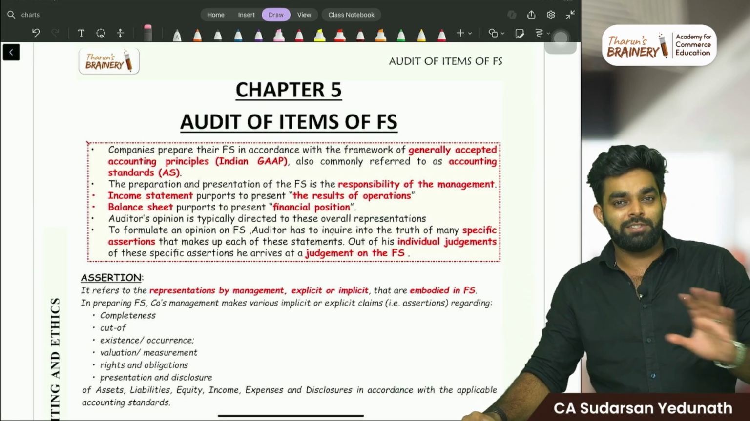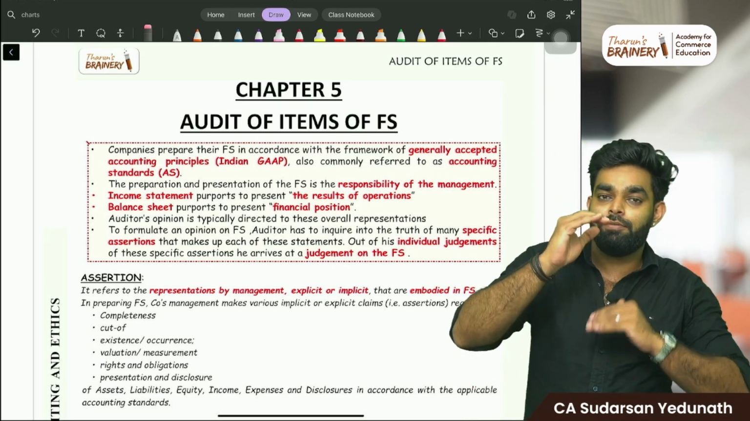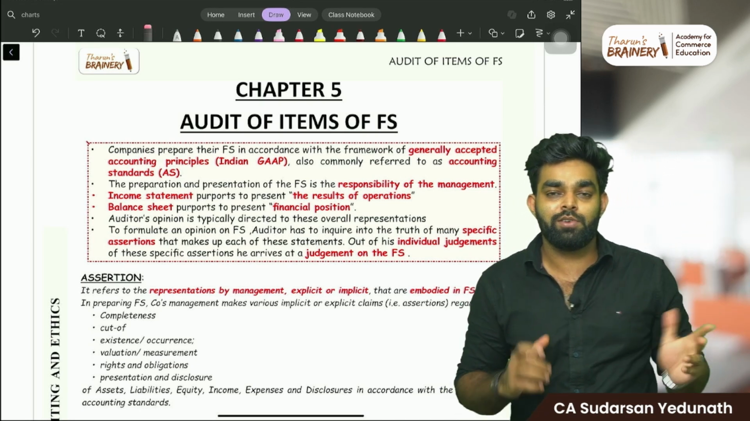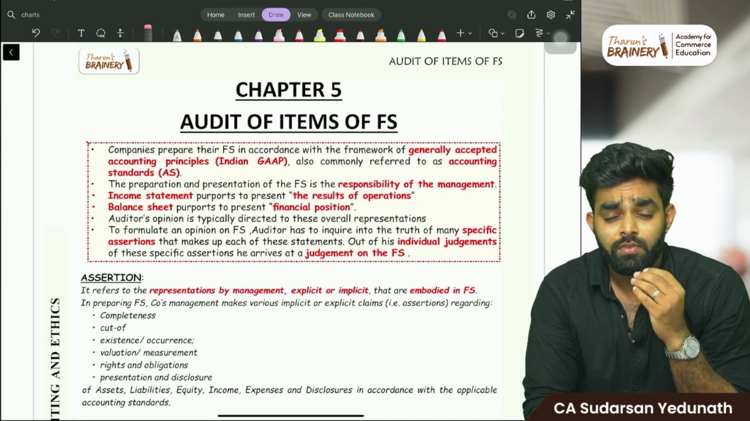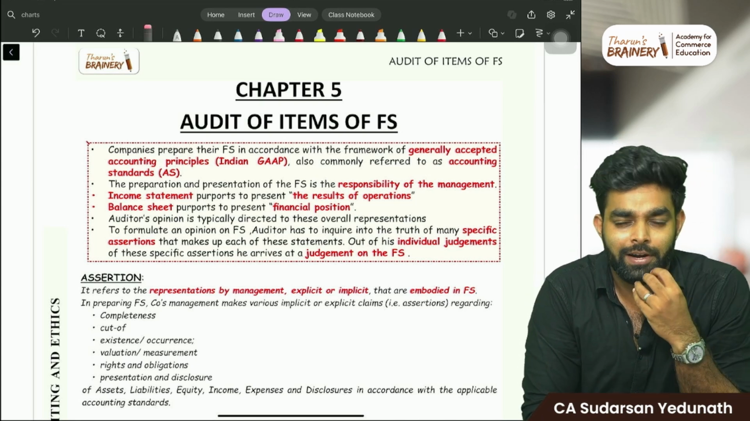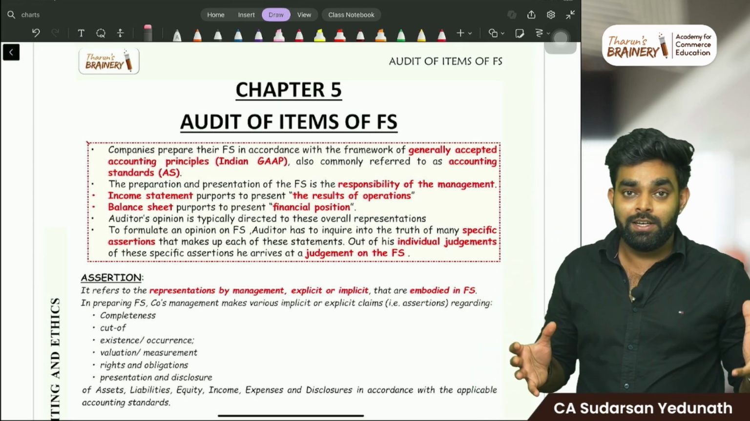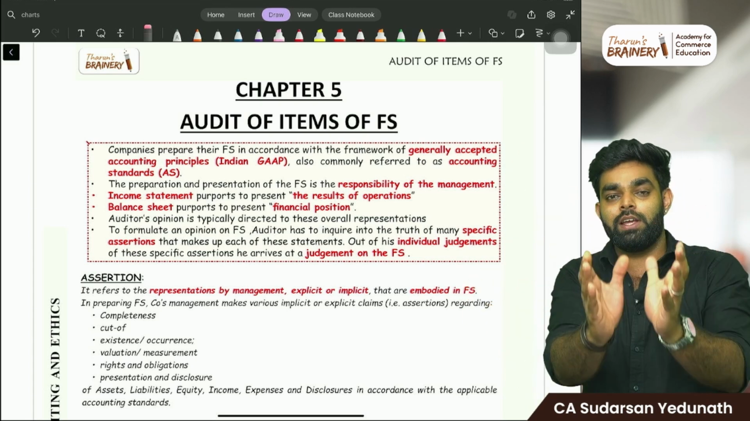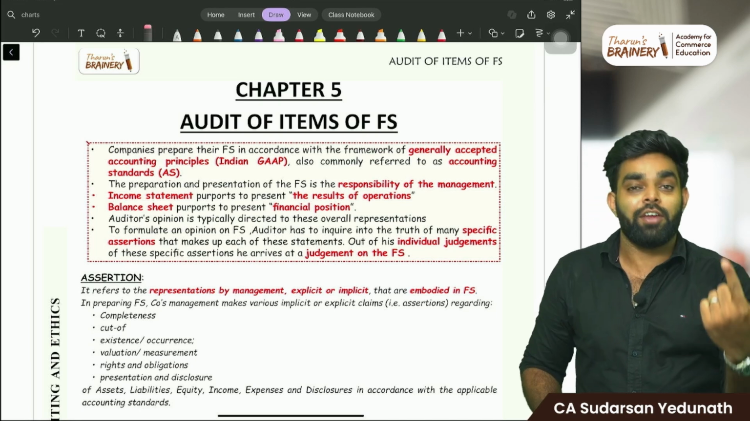So I'll be giving you the best approach to study this chapter. The problem is that every topic looks the same. Every topic, existence, completeness, valuation, you have to check for every balance sheet assertion. So it looks a bit complicated and it is tough to remember, right? Today I have a very different approach to study this chapter, and that is through charts. I have structured this chapter in a way that it is very easy for you to understand, remember and recall.